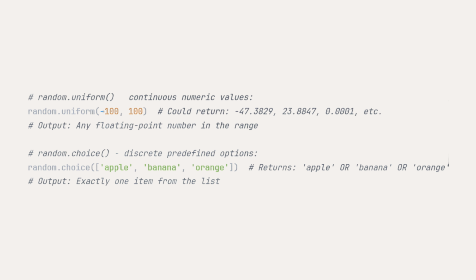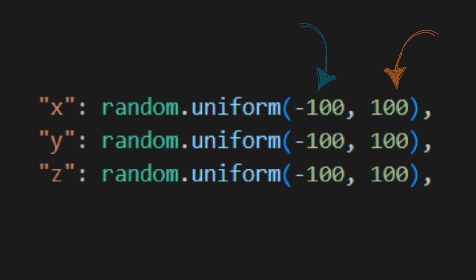This is different from random.choice, which selects from existing options. So let's look at this syntax. Random.uniform, open parentheses, and close parentheses. Inside of that, we have a -100, a comma, a space, and then a positive 100. So we're taking two parameters, the minimum value of -100, and that second value is the maximum value. It then generates a random decimal number anywhere between those two bounds.